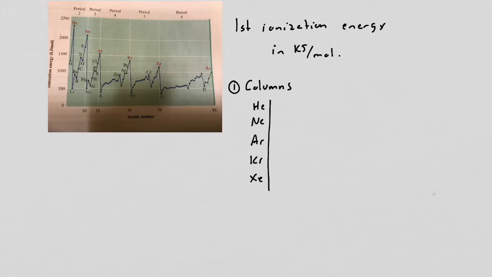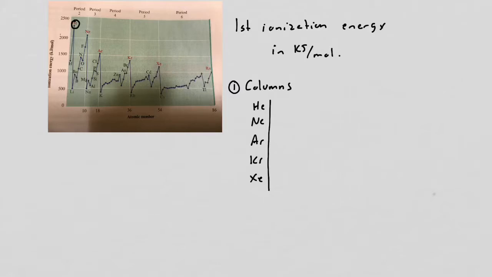What I'd like you to do is be able to explain the general trends, and there are some anomalies, in both the columns and the periods or rows. I'm going to start with the column first. Now, I can pick any column. I'm going to pick the noble gases here, and I'm just going to circle them.